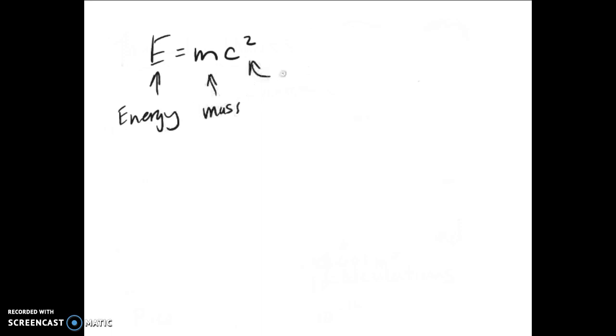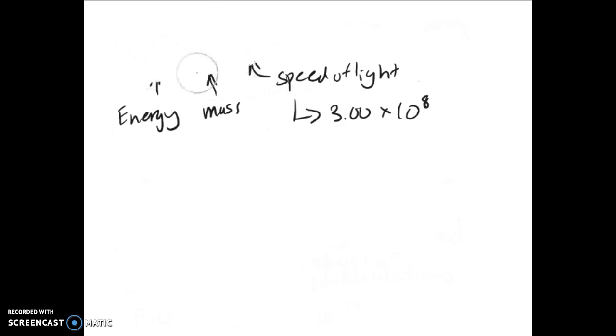Now, we also need to talk about energy equations. A very recognizable energy equation is E equals mc squared, where E is your energy, m is your mass, and c is the speed of light, squared. The speed of light, a value you will need to memorize, is 3 times 10 to the 8th. We'll talk more about that in a later chapter when we actually talk about light.